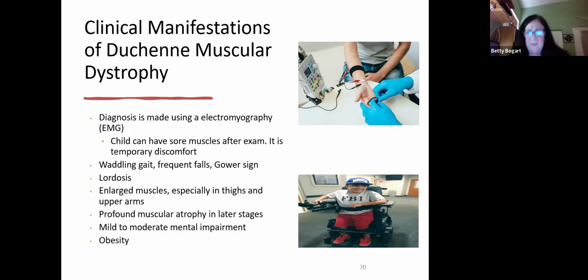Okay. These children do have mental impairment. They're cognitively delayed. And because of the muscles, they're not moving as much. They tend to be obese.